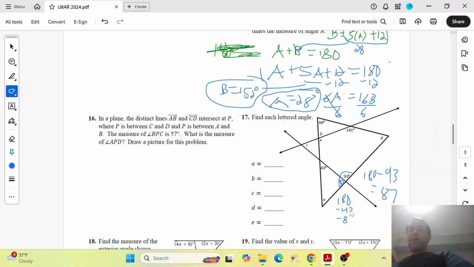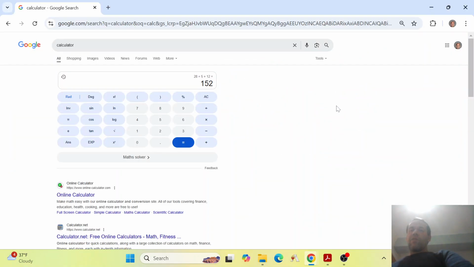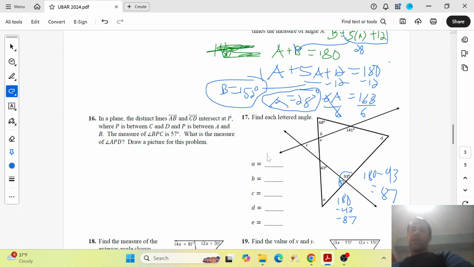And so you should minus 43 minus 87. So 180 minus 43 minus 87 gives us 50. So we know the angle A is 50 degrees. Good. And we know this angle here is 43 because the vertical angles are congruent. Can we find some other angles? What do you think? Can we find some other angles?